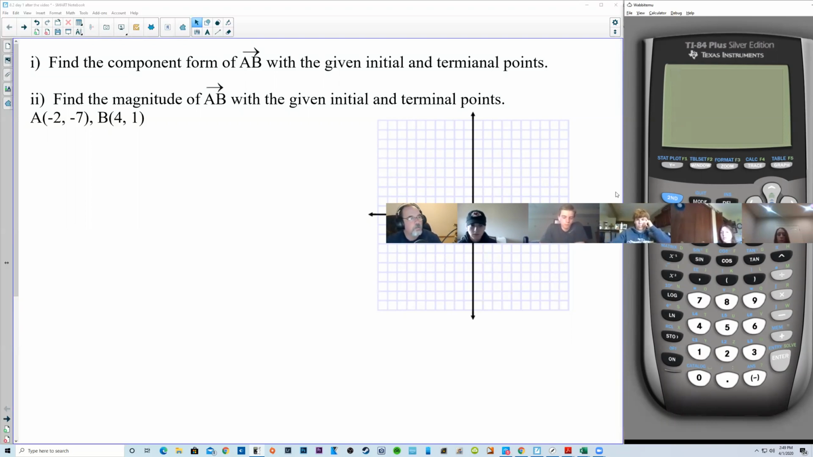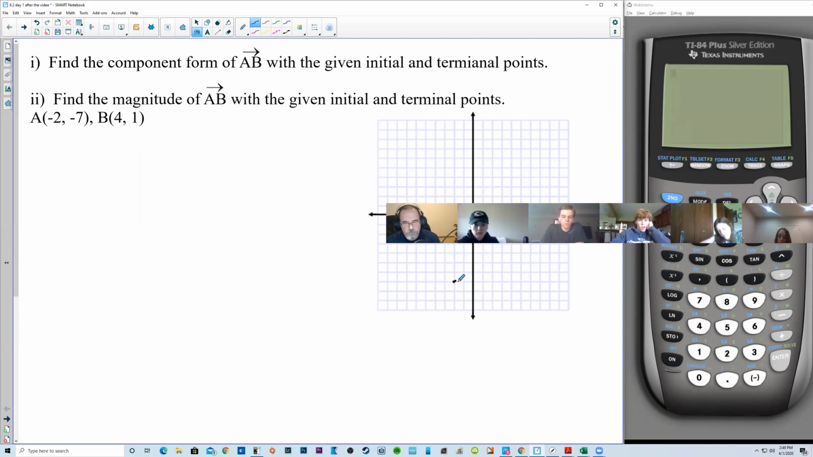All right, here we go. Part 1: find the component form of vector AB with the given initial and terminal points. Part 2: find the magnitude of AB with the given initial and terminal points. Point A is (-2, -7), counting 1, 2, 3, 4, 5, 6, 7. And B is (4, 1).